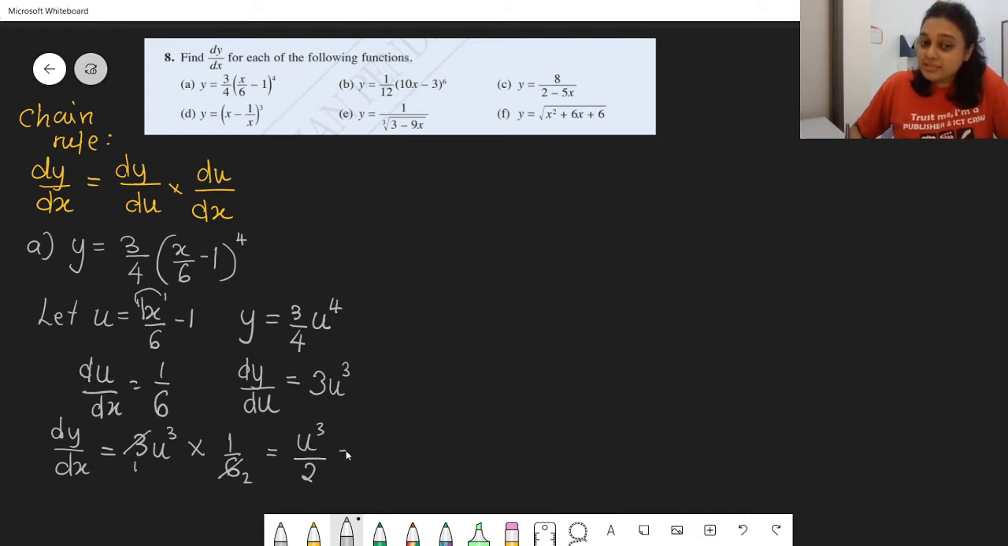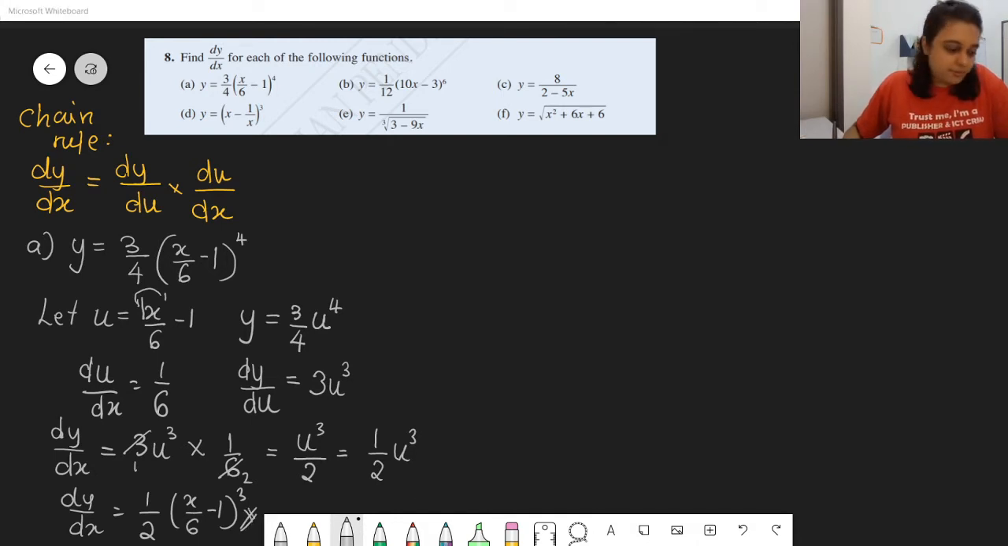Okay, you can leave it like this, or the best is to write it like this, 1 over 2 u power of 3. Once you do this, then you substitute the value of u. So your dy dx is going to be 1 over 2, u is x over 6 minus 1, power of 3. Okay, so done. Let me just check the answer for question 8a. Okay, correct. So 8a done.